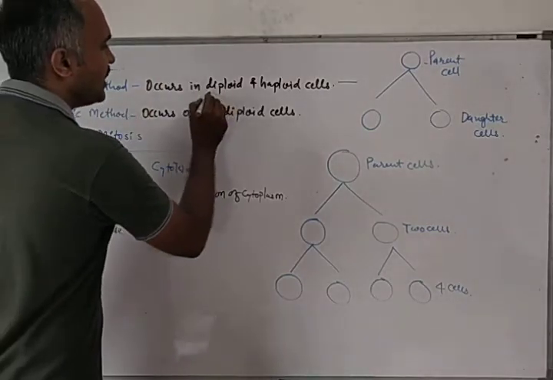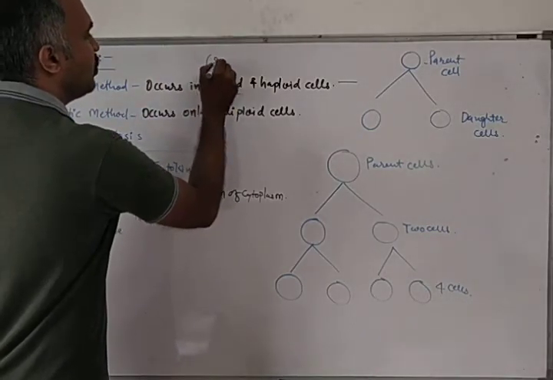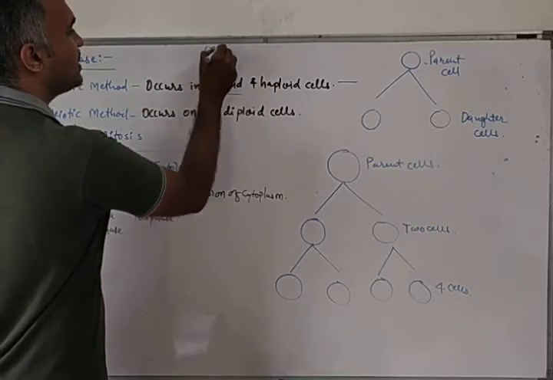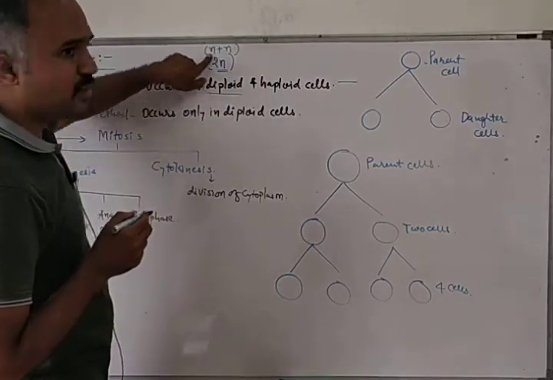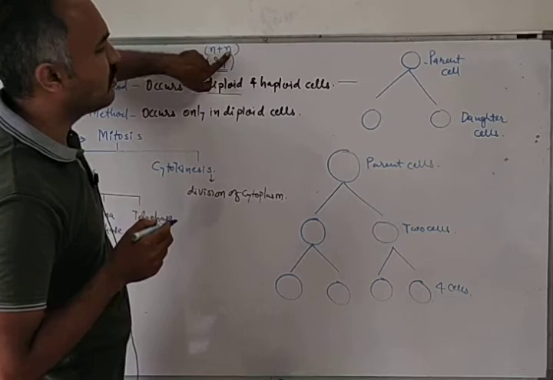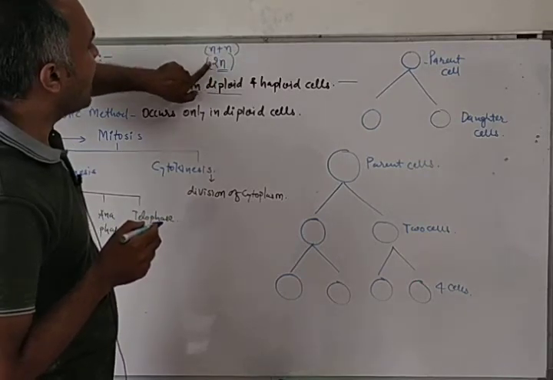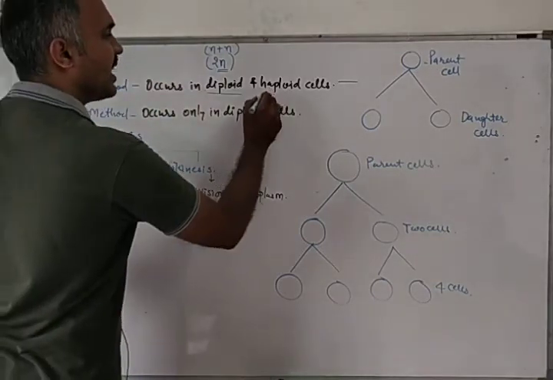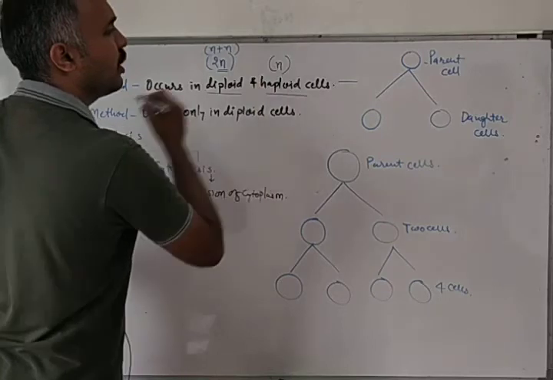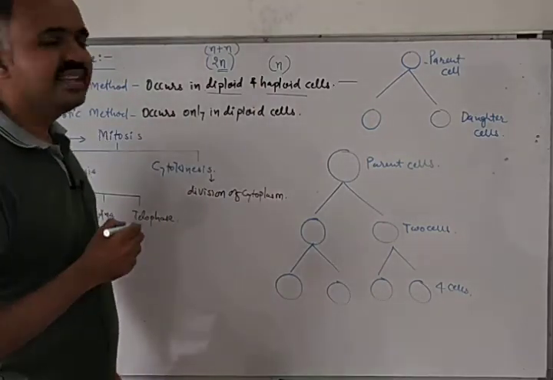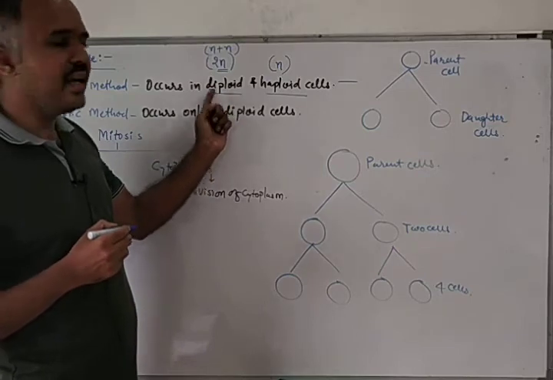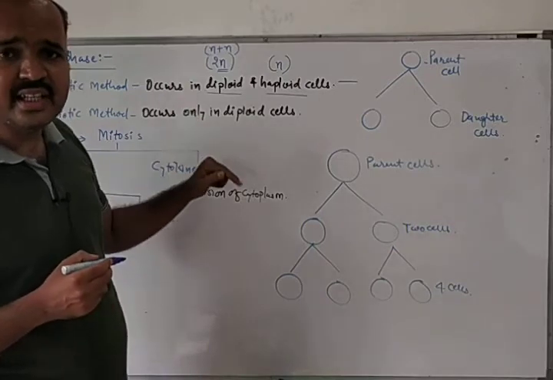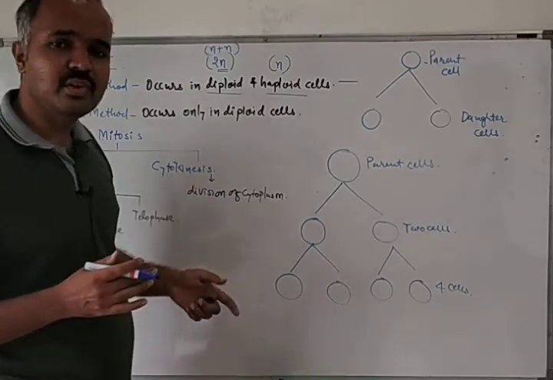For example, a diploid cell will have 2n number of chromosomes, which means n plus n sets of chromosomes. One set of chromosomes is known as n and another set is also n, so both together are known as 2n. This is a diploid organism or diploid cell. A haploid cell has only one set of chromosomes, represented as n. So a diploid cell is known as a 2n cell and a haploid cell is known as an n cell.